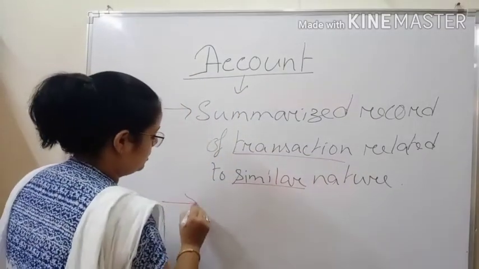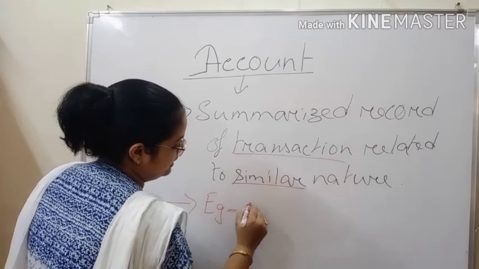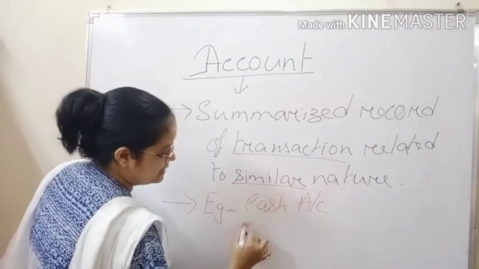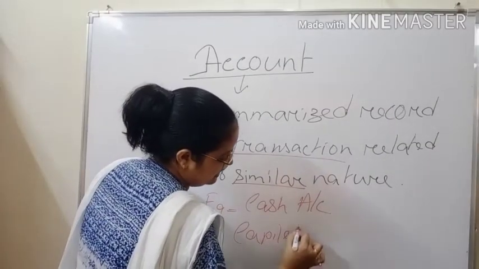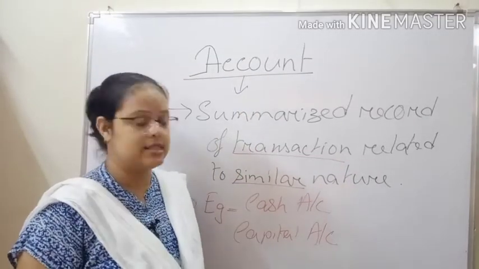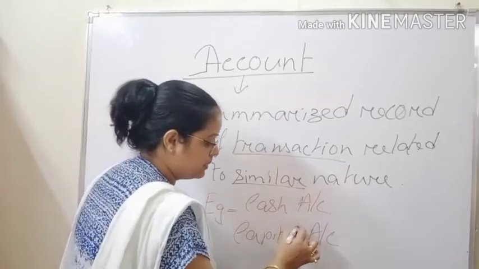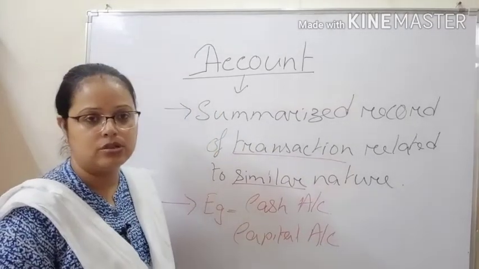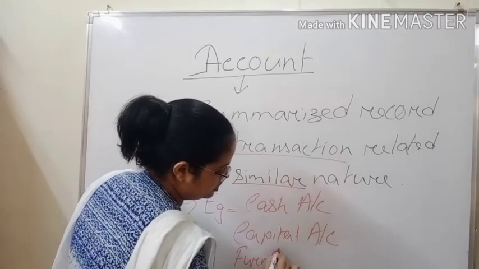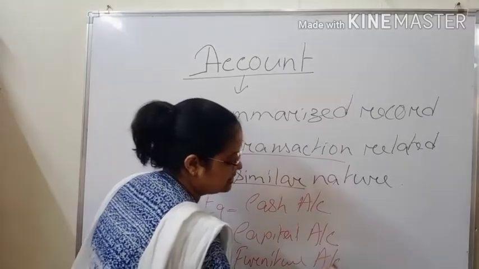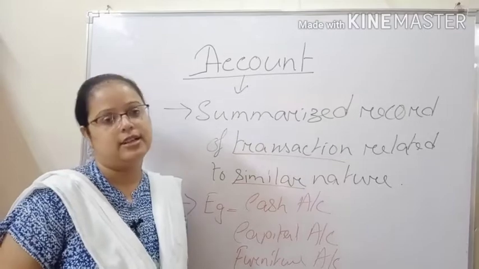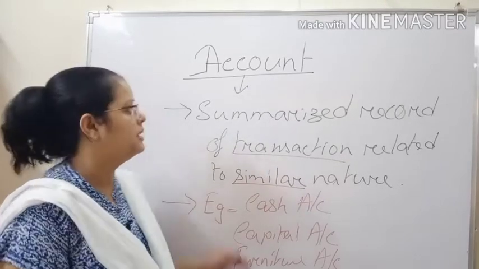For example, you can write cash account where we will record all cash transactions. Next, capital account. Capital account means all transactions related to the partner or owner of the business. All owner related transactions we will write in the capital account. Clear? Then furniture account. So all transactions related to furniture, purchase and sale of furniture, depreciation of furniture, will be recorded in the furniture account. Clear?